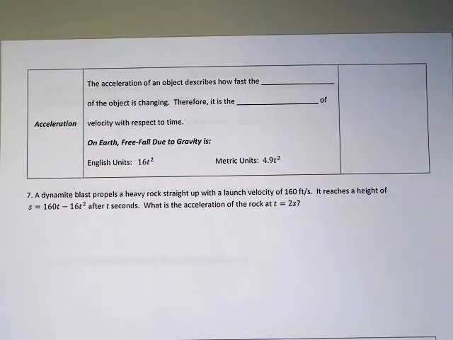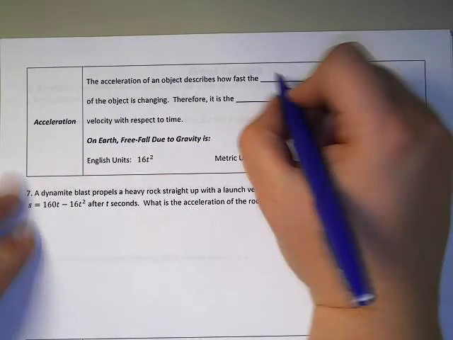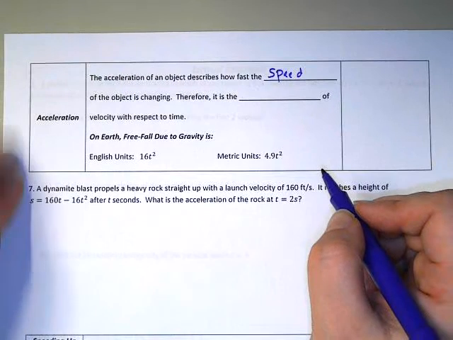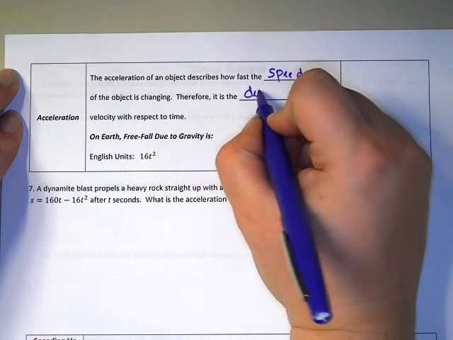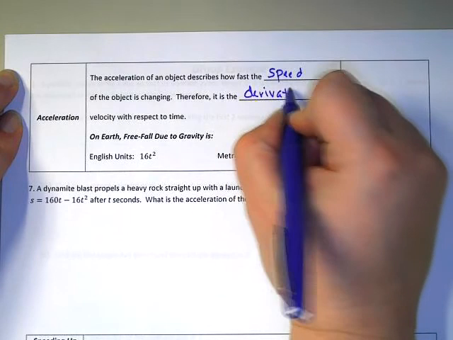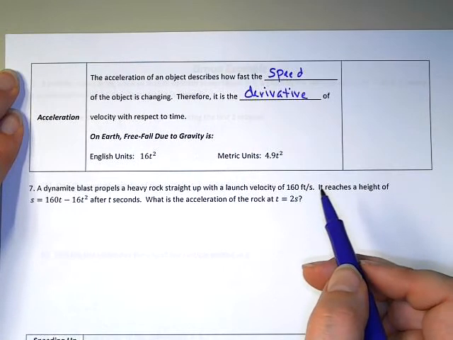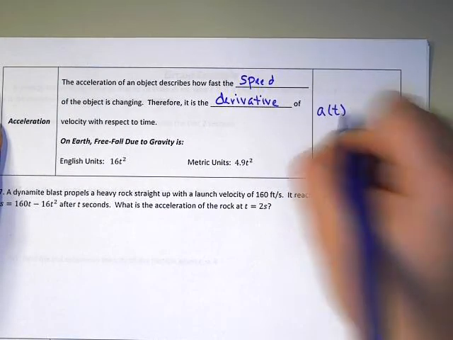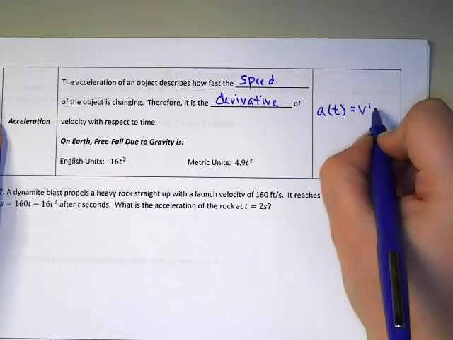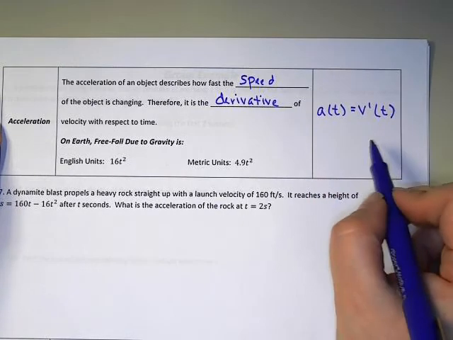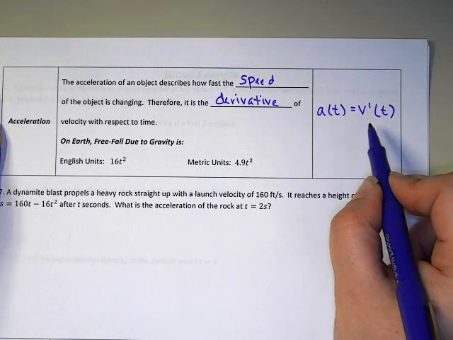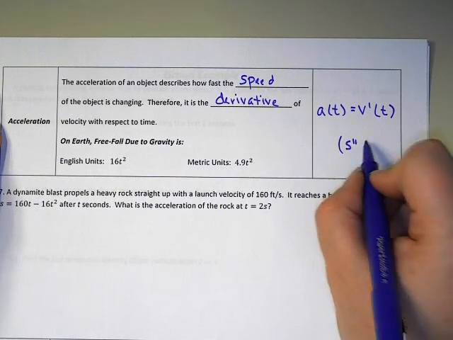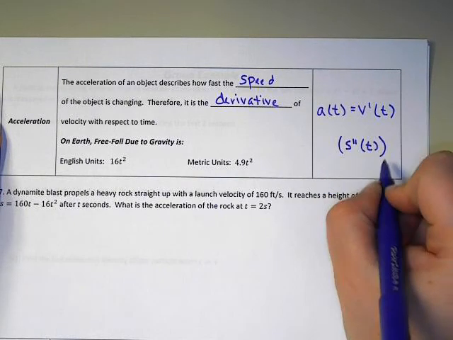Alright, so acceleration. The acceleration of an object describes how fast the speed of the object is changing. Therefore, it is the derivative of the velocity with respect to time. So acceleration we call a of t, and it's really equal to v prime of t. Now you have to remember, velocity is the derivative of position, which really means we could also say that acceleration is the second derivative of the position function.